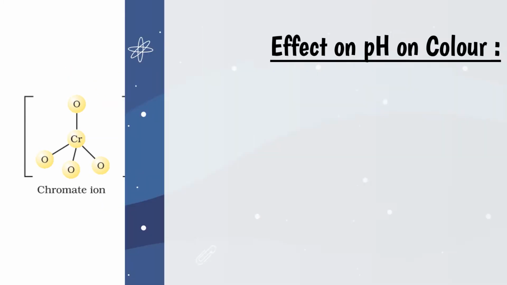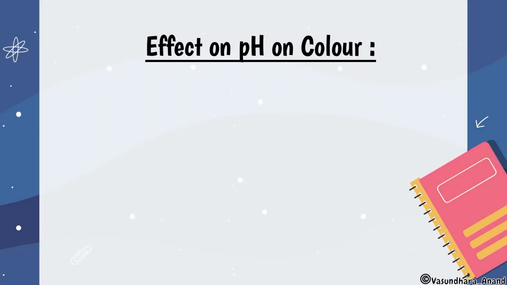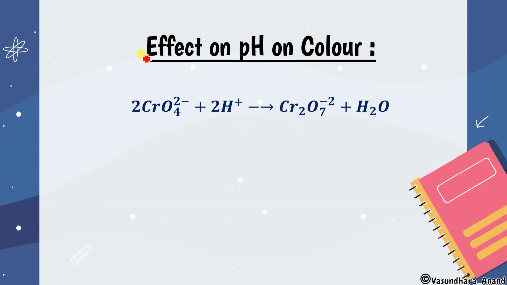Now move to the next thing, that is the effect of pH on the color of potassium dichromate, and this is going to be a very important part. It will be asked in your board exam as well as in MCQ form. It can be asked.